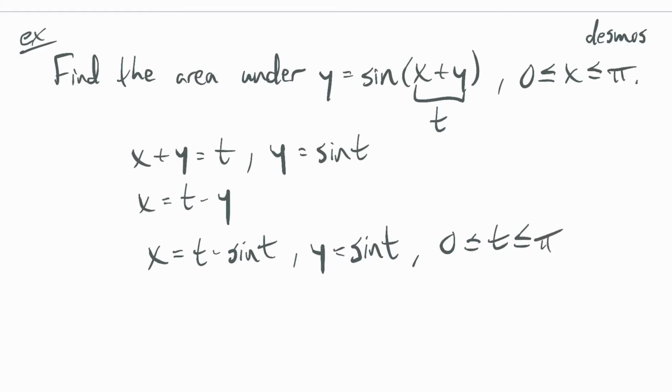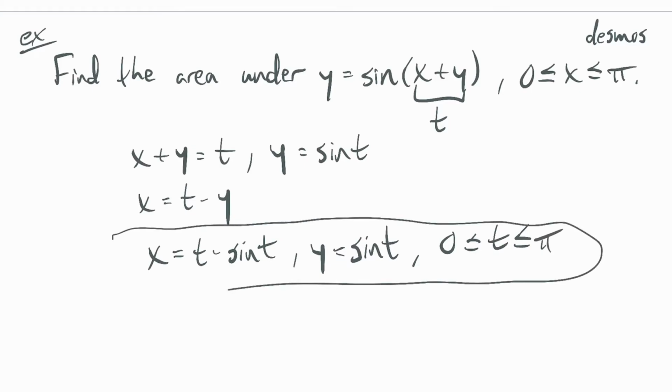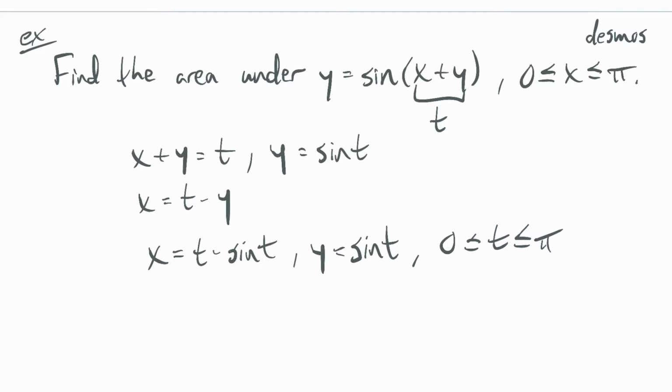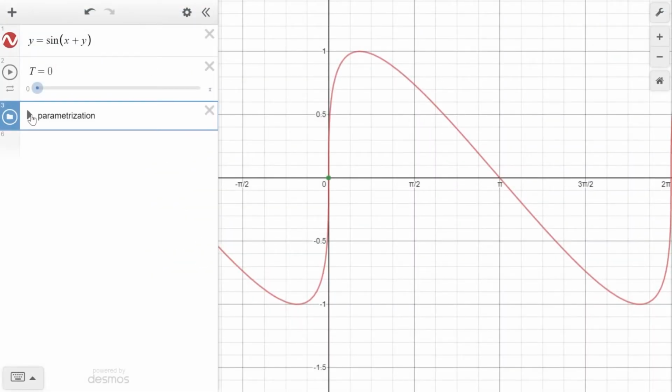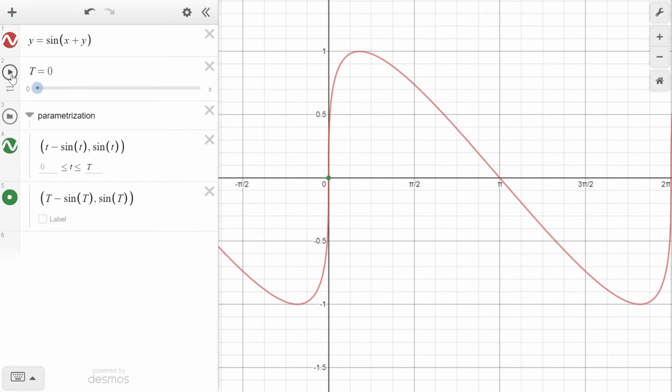That's convenient. So now if we use this parameterization to find the area, we will get the area of this other curve. But let's go check the graph real quick to make sure this looks right. So here's the parameterization, t minus sine of t, comma sine of t, right? As I increase capital T, in fact, let's do it this way.